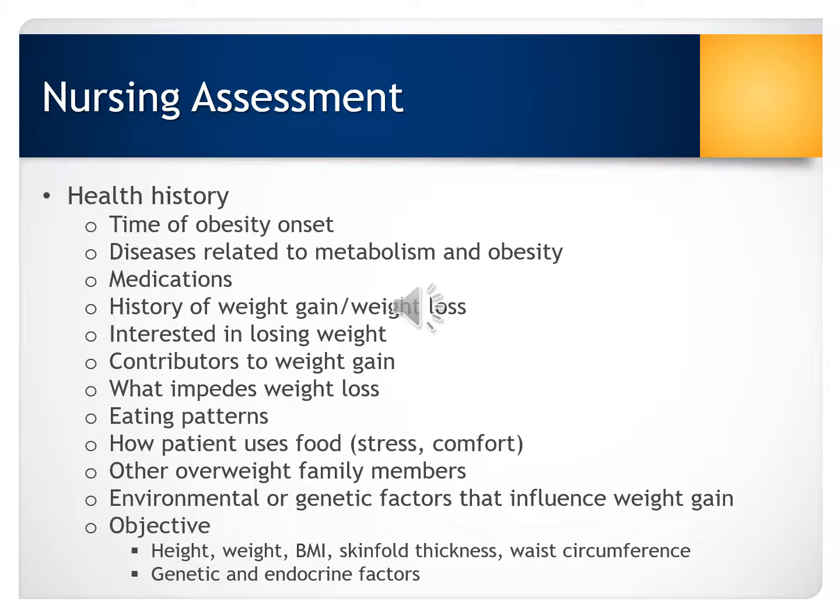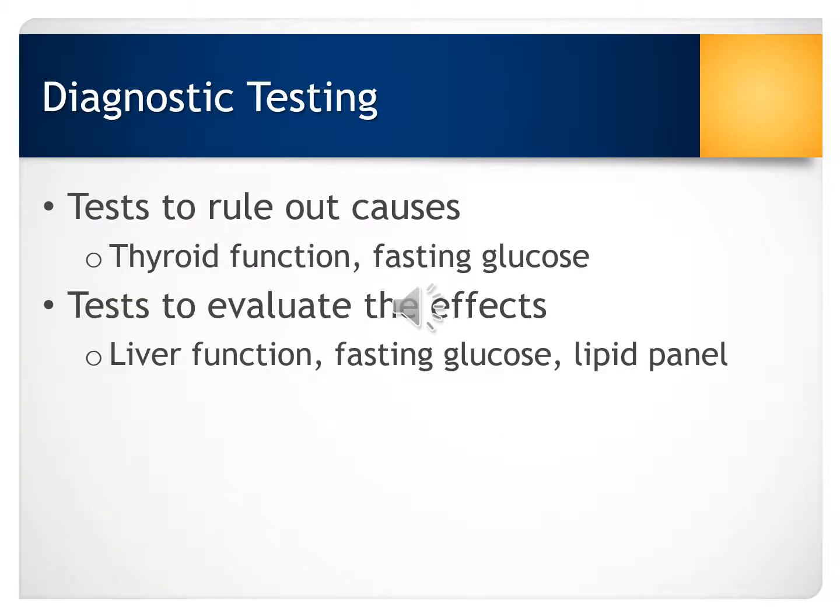And then you also want to include the objective data: height, weight, BMI, skin fold thickness, waist circumference. We can evaluate the patient's thyroid function and their fasting glucose level to see if there are any effects on weight gain. We can also do tests to evaluate the effects of the obesity on the person. So we would look at liver function tests, fasting glucose, and lipid panels.